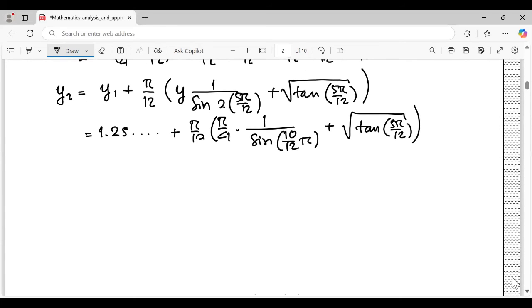And if you calculate, I have calculated this, the result is 1.93190. You may check on your calculator. Rounded, y2 is 1.93.